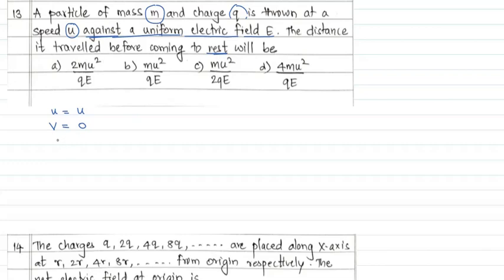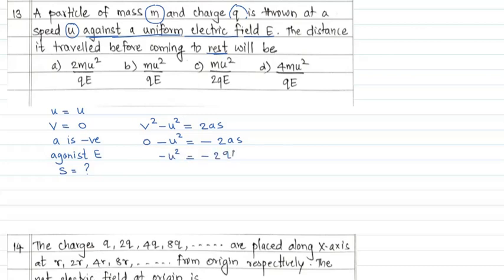Against means acceleration will be negative. A is negative because it is against the electric field E. You are required to find the distance traveled. So if we use the basic formula, v square minus u square is equal to 2as. If I substitute, this is 0 minus u square, acceleration is negative, so minus 2as. We know that a is qE by m, so minus 2 qE by m into s.